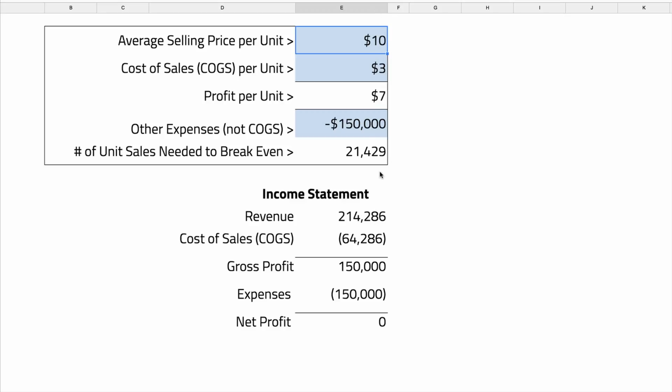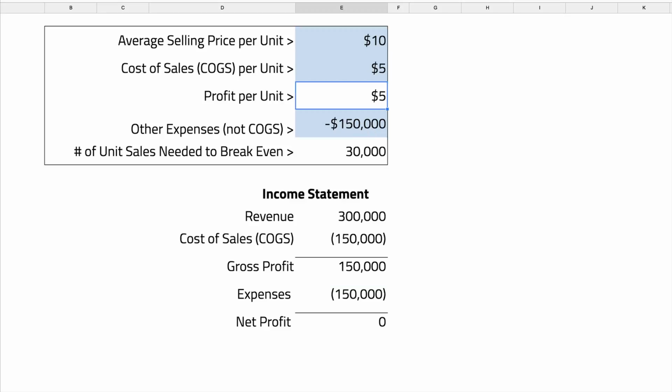So in this scenario, $10 per unit, $3 cost of goods sold, $150,000 in expenses. You need 21,000 $10 sales, which gives you revenue of $210,000, minus your cost of sales at $3 per unit, gives you a gross profit of $150,000. Your expenses are $150,000 as we've discussed, and that gets you to zero. So that's your break even.